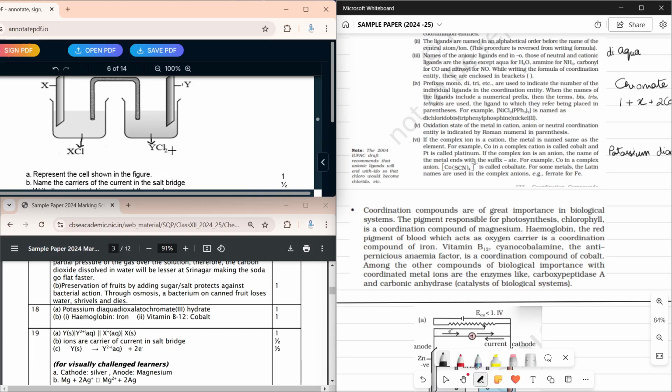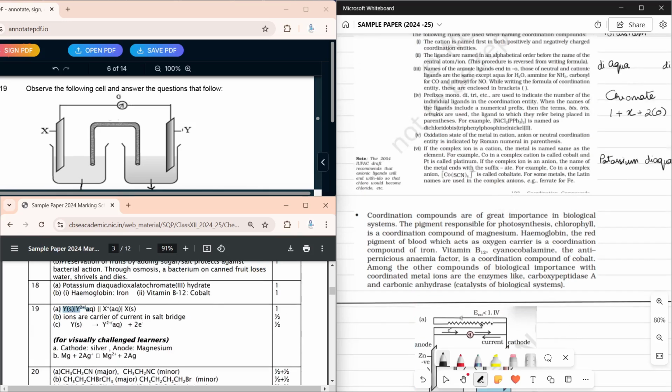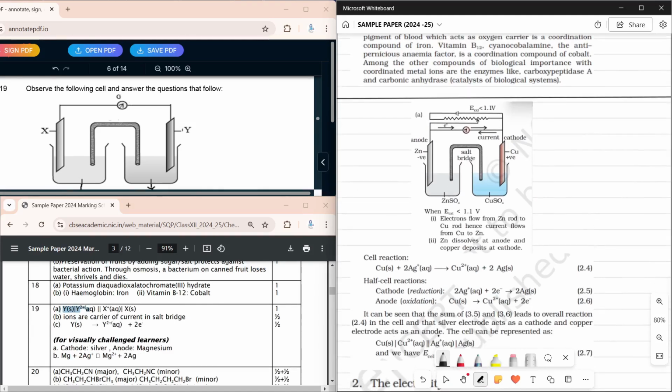So for the representation of a particular cell, we need to figure out what the anode, cathode, and the salt bridge are. Now my issue with this is that we've not been given the direction of the current. And that's fine. We can try and figure it out. However, when you look at the answer over here, it implies that this particular... So usually we will have our anode on the left, and then you will have the cathode on the right. So we need to figure out our cathode and anode. According to the answer given in your marking scheme, it seems that Y is the anode and X is the cathode.